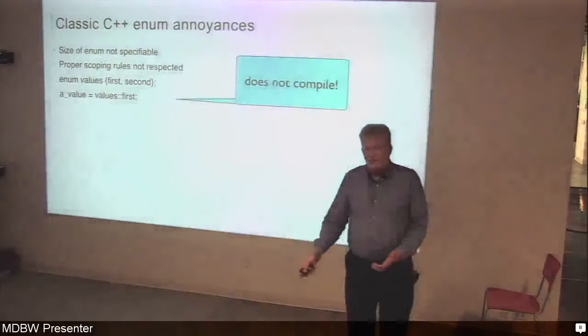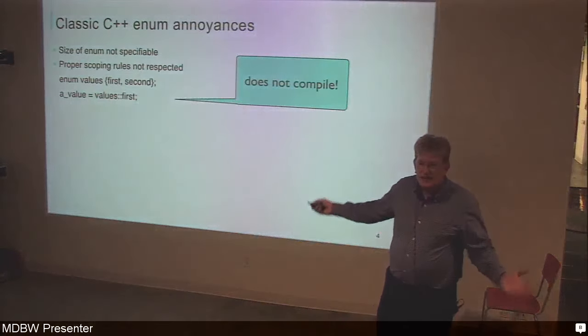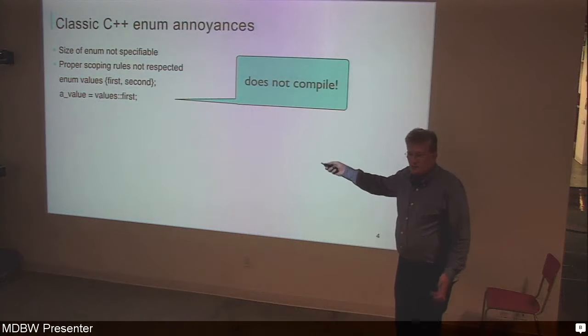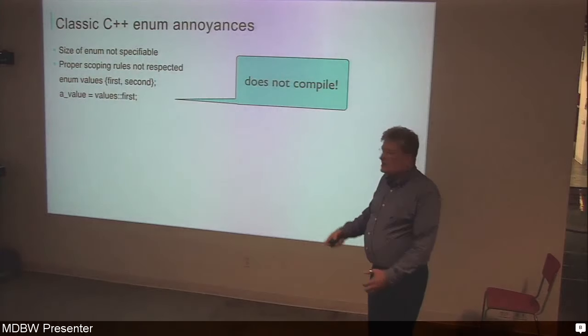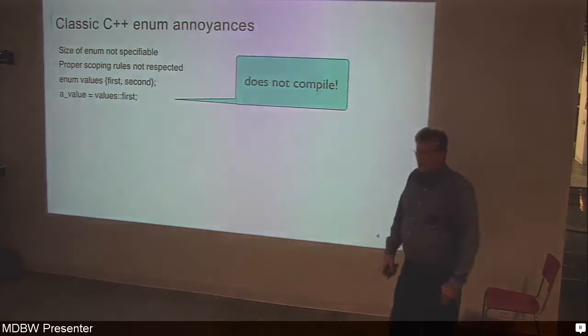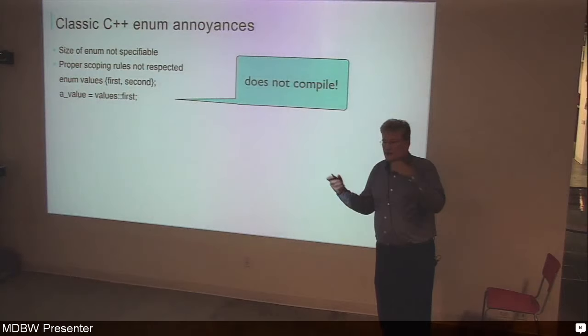Because this has to be backwards compatible. It was developed for C. C didn't have a namespace or a scope resolution operator. And so that's how it works. You would declare an enum and then whatever you declared in the enum was in the global namespace. And that's just the way it works.